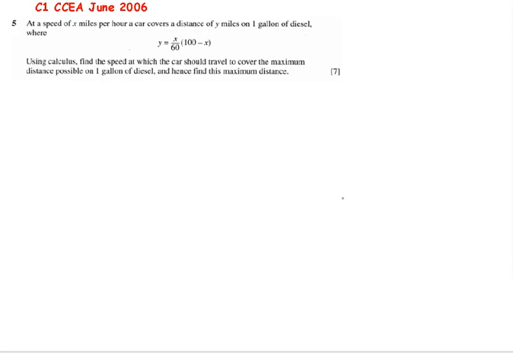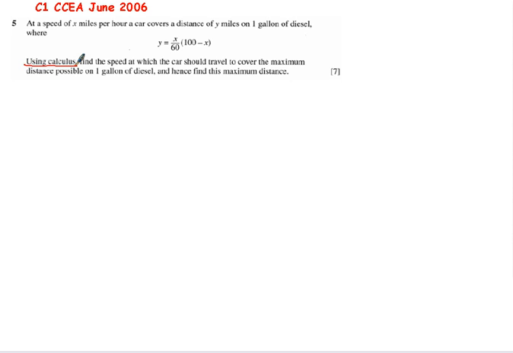Question 5, in this case, asks us, at a speed of x miles per hour, a car covers a distance of y miles on 1 gallon of diesel, and we're given an expression in terms of y and x. Using calculus, so that's your differentiation in this case, find the speed at which the car should travel to cover the maximum distance possible on 1 gallon of diesel, and hence find this maximum distance.